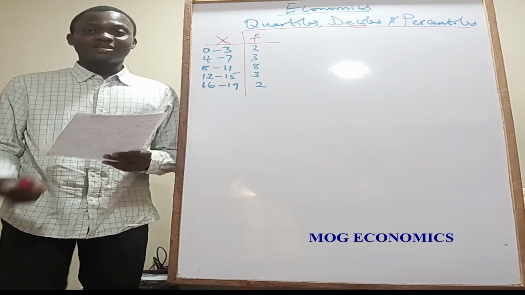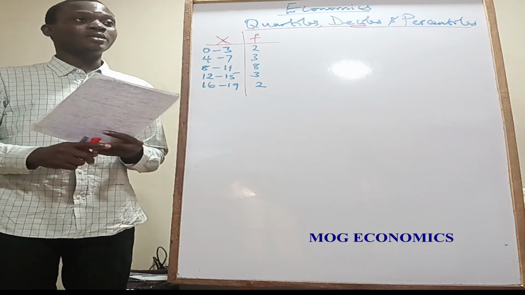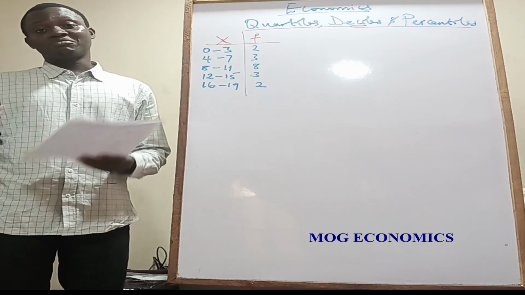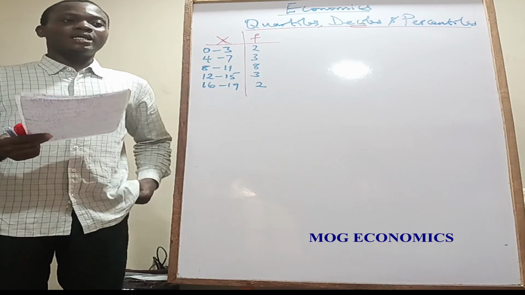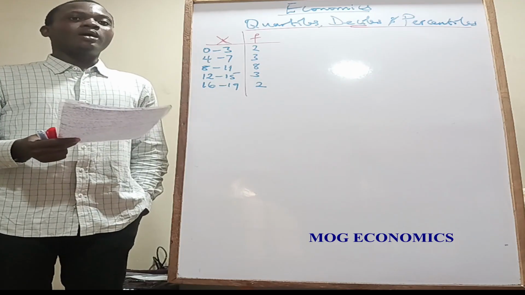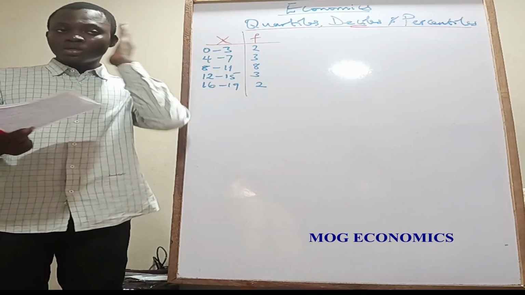So in this lesson, we're looking at the concept of quartiles, deciles, and percentiles. Of course, percentiles from the word percentage. So it's just a value that divides a data set into 100 equal parts. And then deciles, 10.